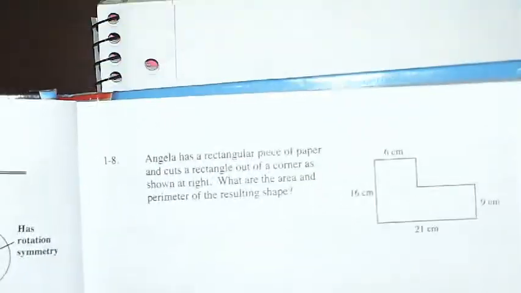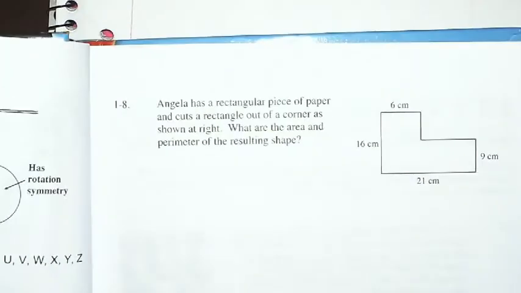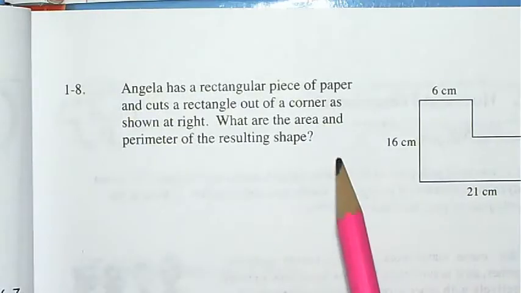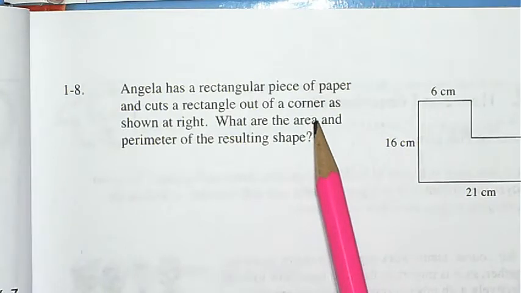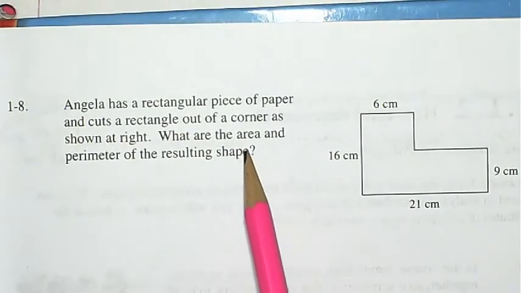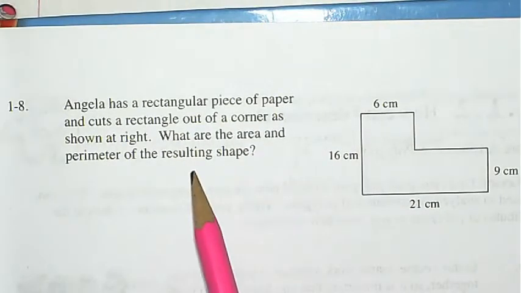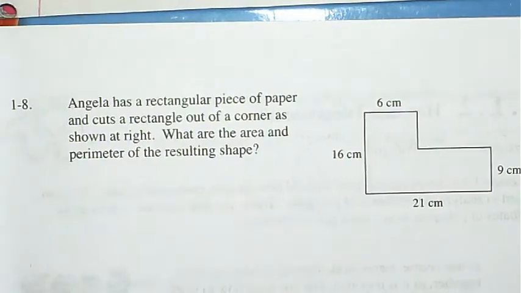For 1-8, let's go ahead and draw this diagram. Angela has a rectangular piece of paper, and she cuts a rectangle out of a corner as shown at right. What are the area and perimeter of the resulting shape?